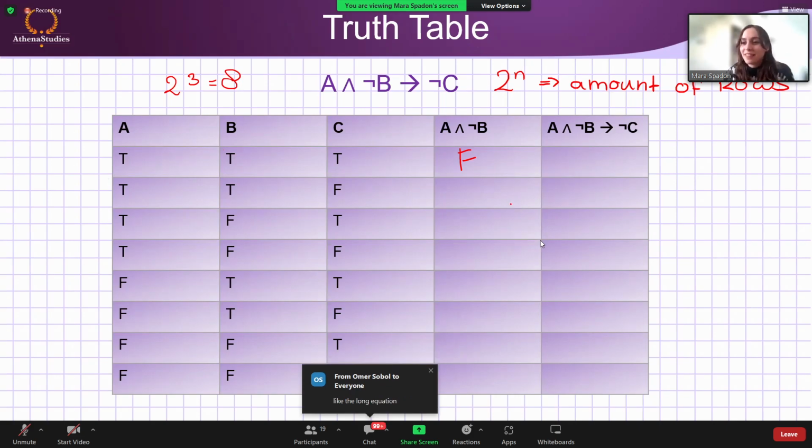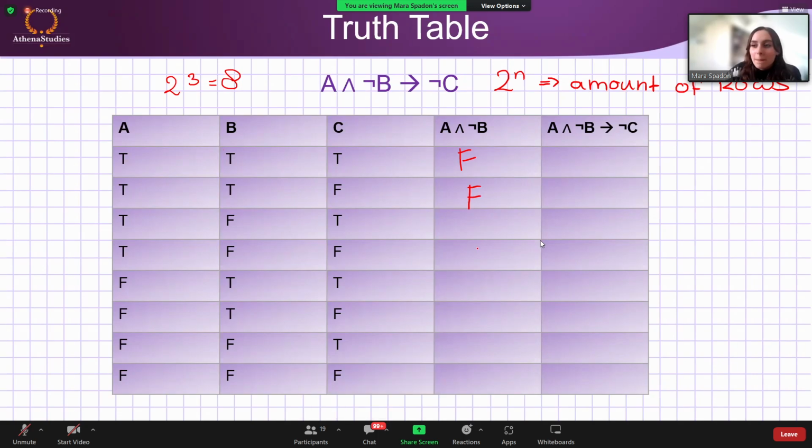Oh, okay, you're right. In that case, yes. But if we would go down, then this one would be false as well, right? And then what would we get after that? True, and then that one is the same, so also true, right?